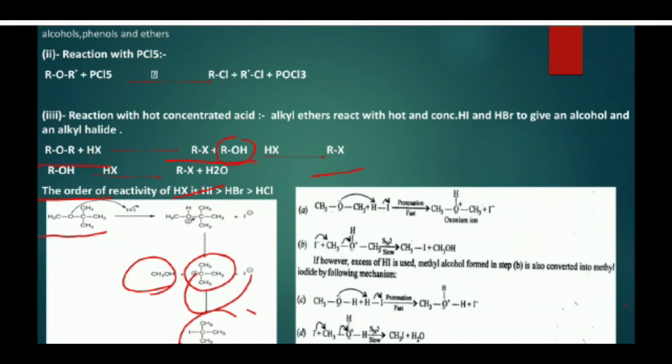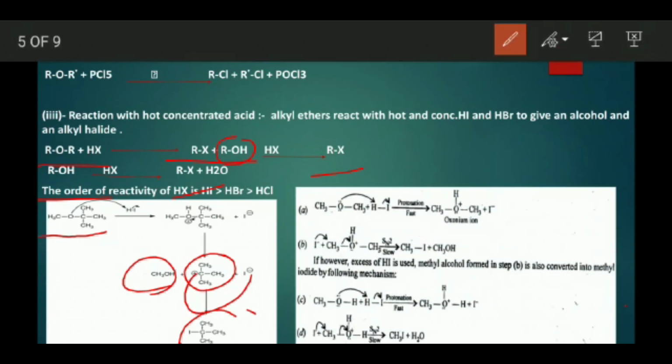See here, in this reaction, when I am discussing the simple ether reacting with HI, it forms this intermediate oxonium ion, and after the attack of nucleophile I, one group forms this methyl iodide, the other group forms this methyl alcohol.